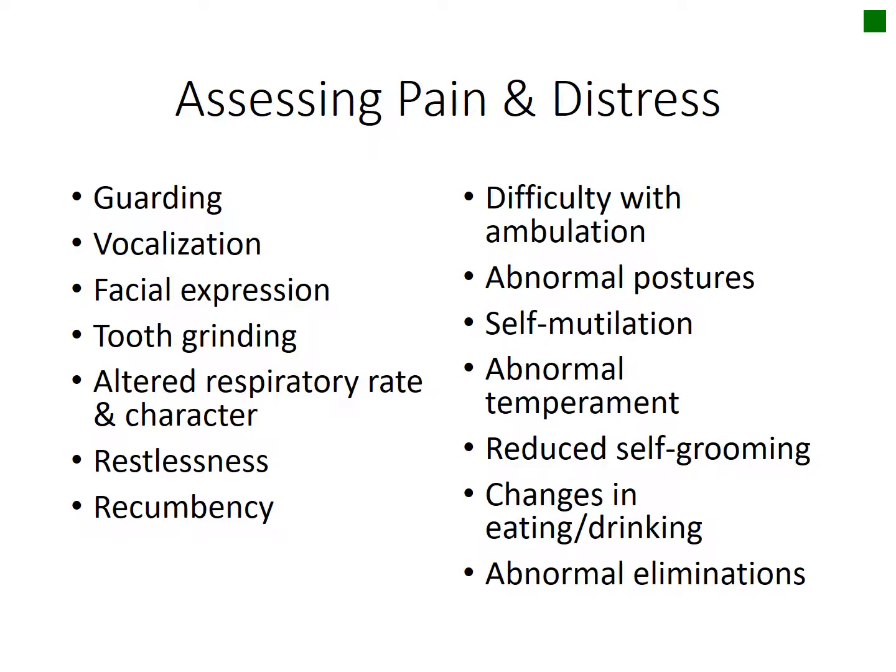In some of our rodent species, you'll also see porphyrin staining because of that reduced self-grooming. And then changes in eating or drinking, reduced consumption of food or water, that may indicate pain and distress. And then abnormal eliminations, so altered amount, altered appearance, change in frequency, that could indicate something going on as well. So these are all some important things to remember with your laboratory animal species, that they may hide their pain and distress more than other predatory species.